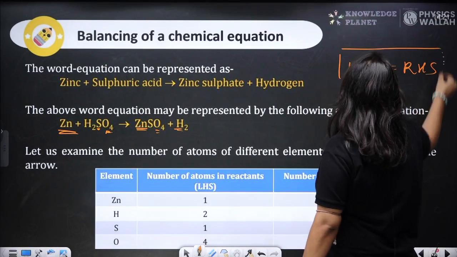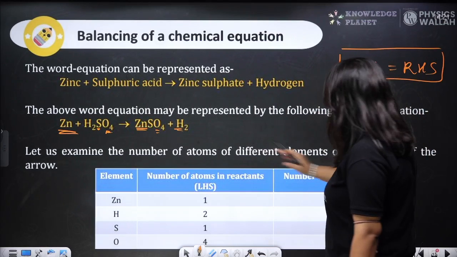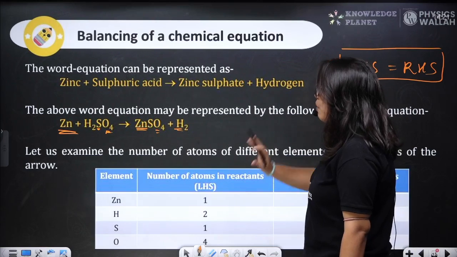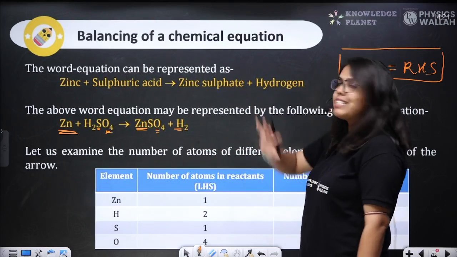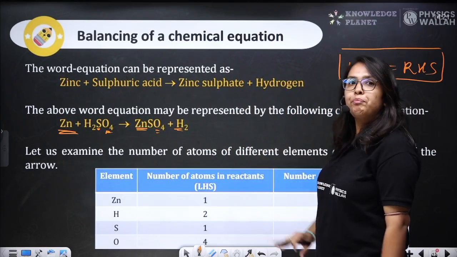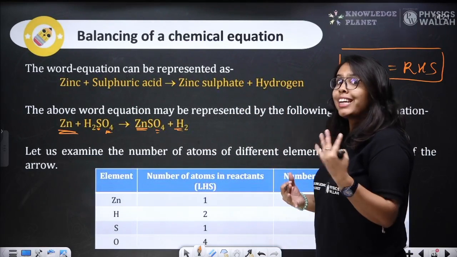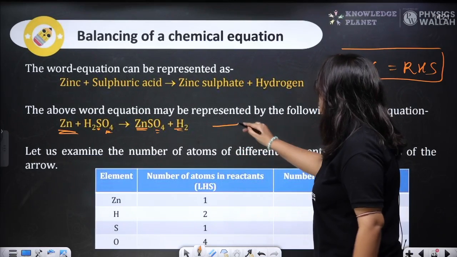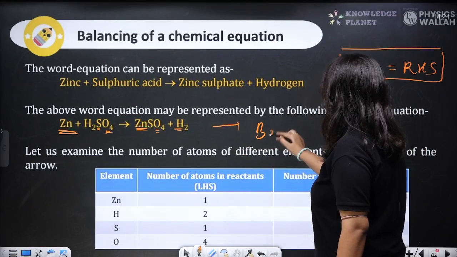What do we understand by this? That LHS is equal to RHS. That means the number of atoms of the given elements in the reactant side is the same as that of the given elements in the product side. That is, the number of elements on the reactant side and the product side are balanced. So this thereby becomes a balanced equation.